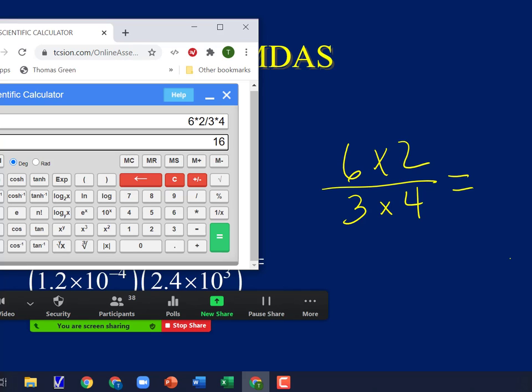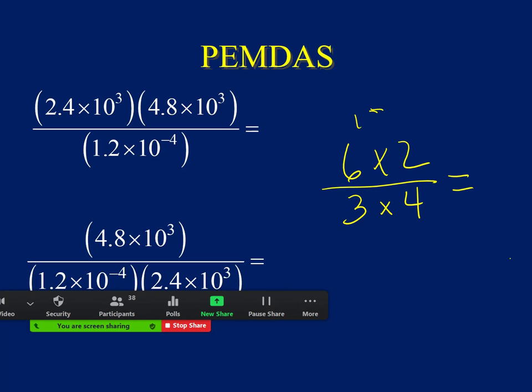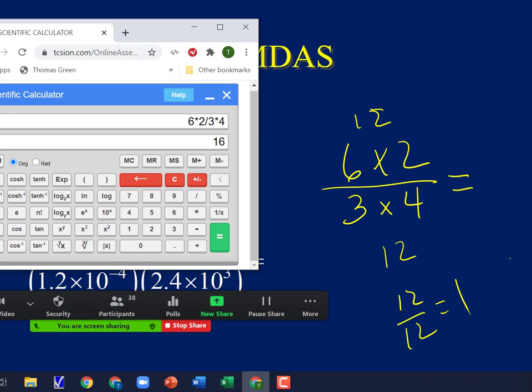It can't be 16. Because this top number, 6 times 2 is 12. This bottom number, 3 times 4 is 12. So it's really 12 over 12, which is 1. But Mr. Green, you just pushed the buttons and you got 16. And that's because the calculator did exactly what I told it to do.